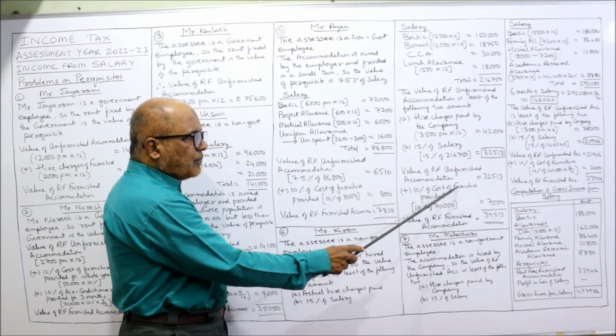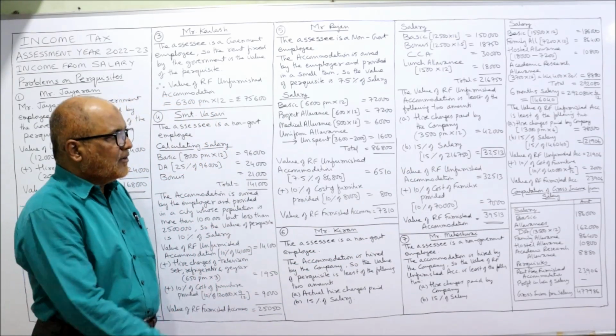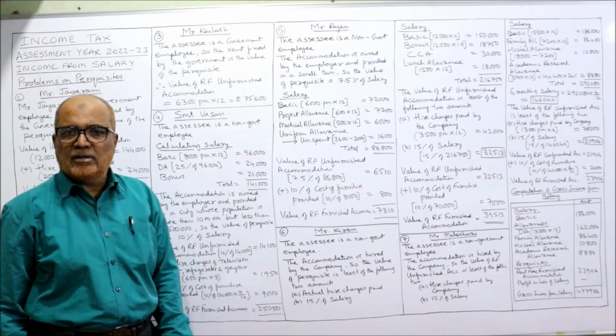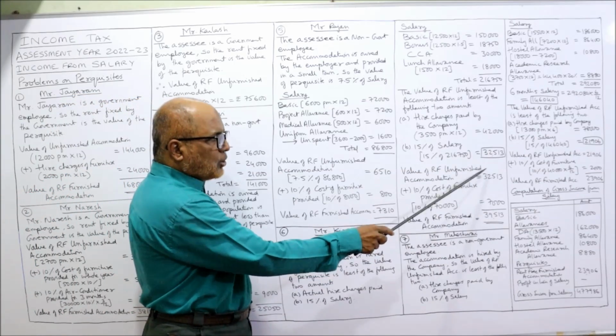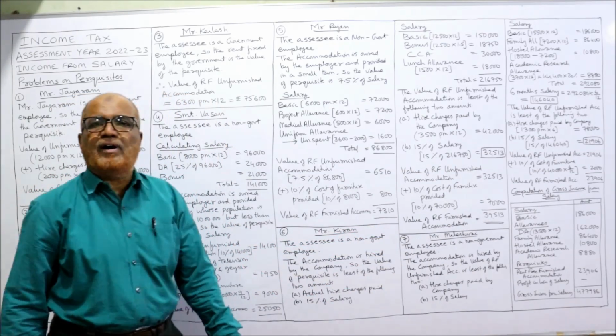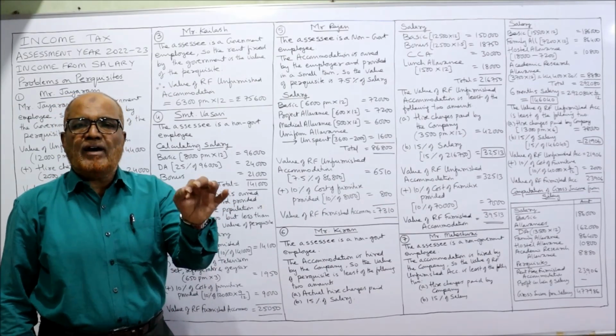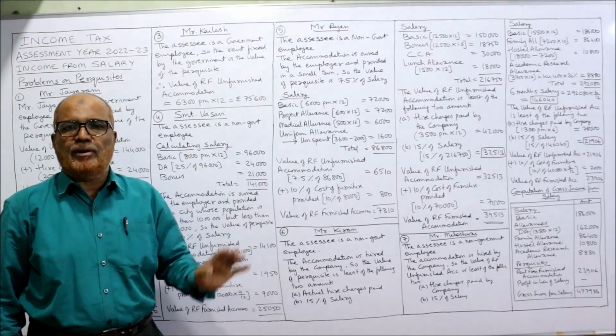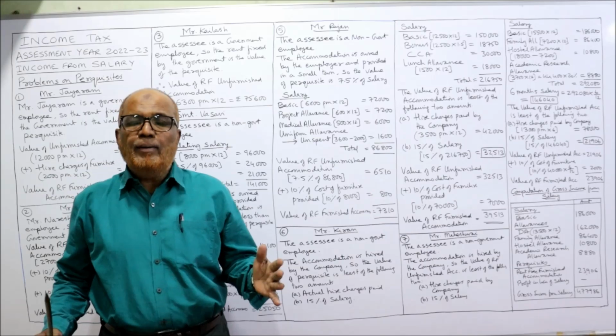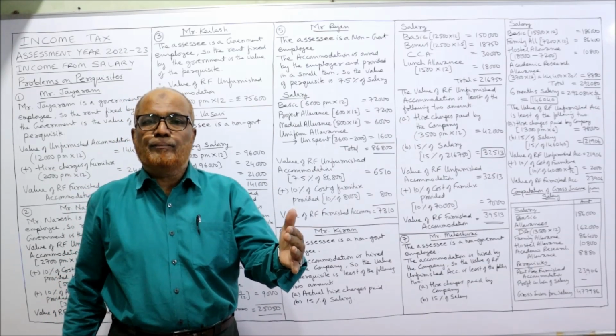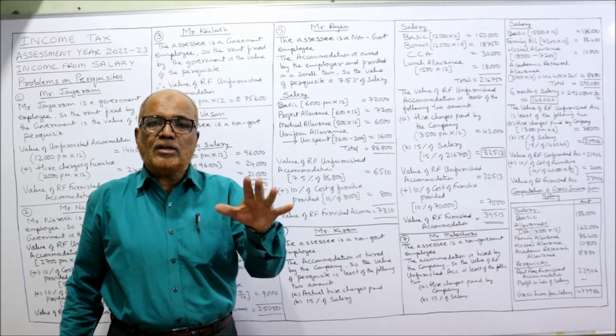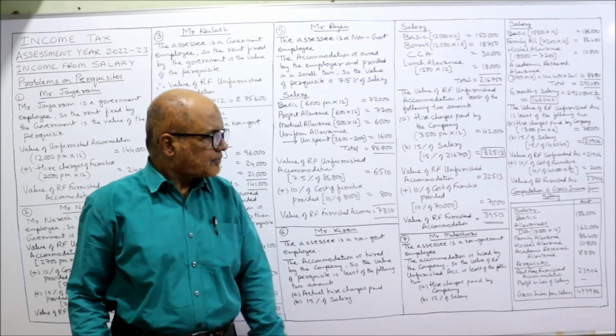To this we add 10% of the cost of furniture provided. Furniture provided is 70,000, and 10% comes to 7,000. So the total is 39,513. This is the value of rent-free furnished accommodation. You can see that in every problem some new points are coming, so you have to concentrate on what the new points are in each problem.